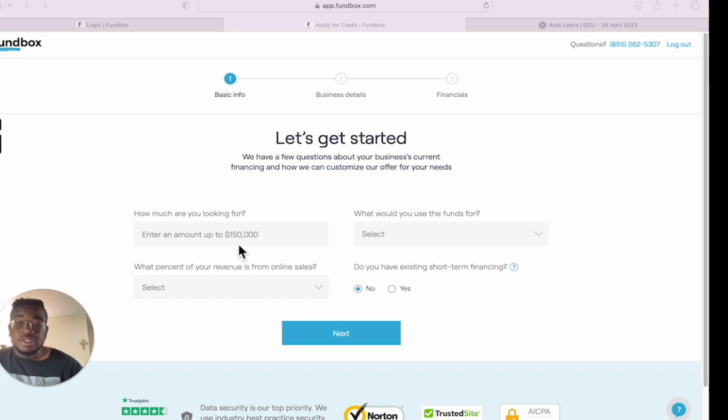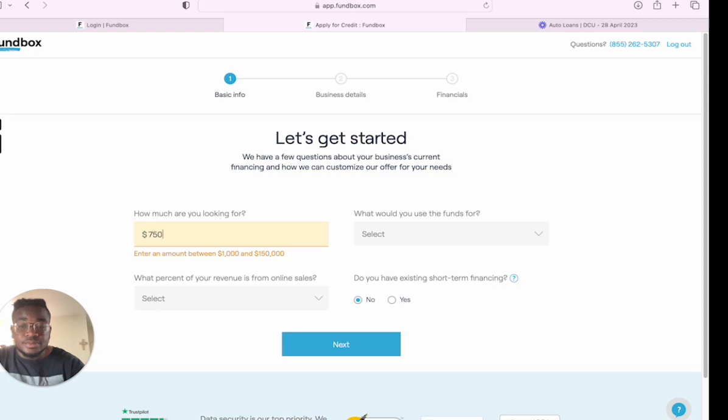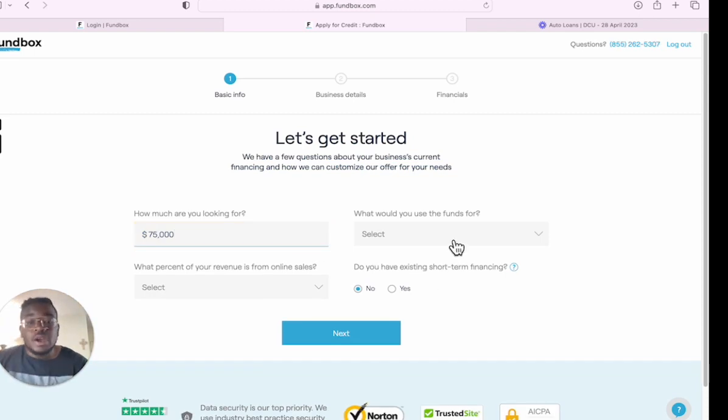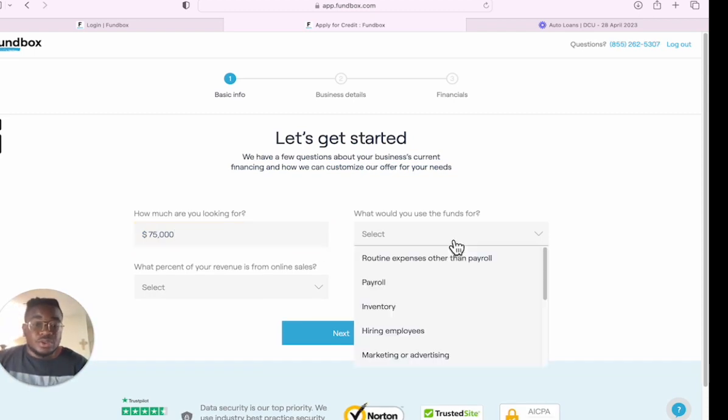Enter an amount up to $150,000. So let's say you want an amount of $75,000. You're going to put that, and then it's going to ask you what the funds are used for. You can either put routine expenses other than payroll, inventory, hiring employees, and marketing and advertising. From my experience, when you put either payroll or marketing and advertising, you have a higher chance of getting approval. And they actually tell you that. If you call them up, they'll tell you, we usually look to lend to people in marketing or payroll, or inventory. So this is probably the highest chance of getting approved. So you can put, let's say, marketing or advertising.